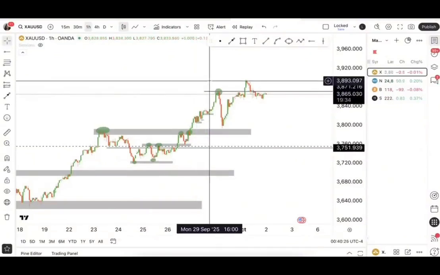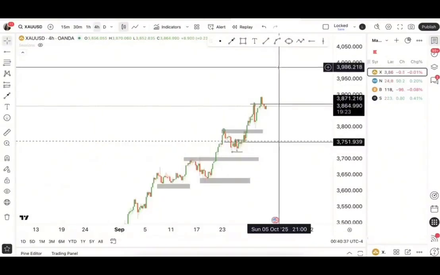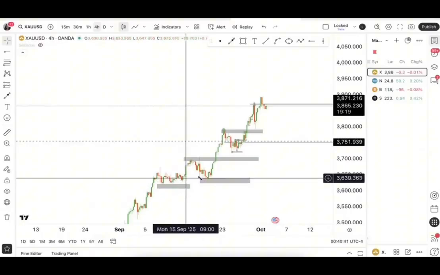So anything above this level could potentially push up. Honestly, we can head to 4,000 at this point. And yeah, with gold, I haven't really traded much. You can see that we're building those higher lows, those high levels of support.